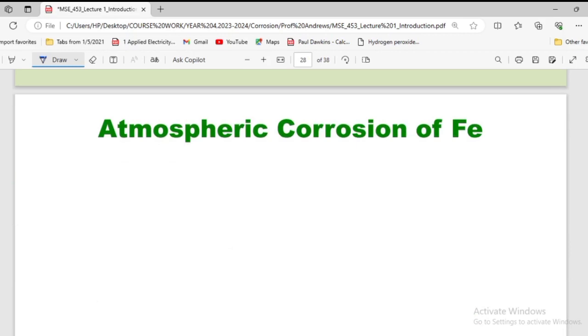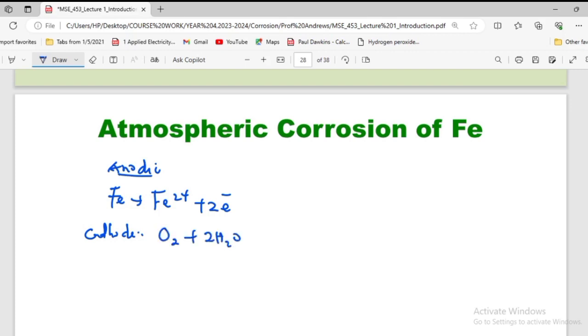Now let's look at the atmospheric corrosion of iron. When iron undergoes corrosion in the atmosphere, let's write the anodic reaction. The anodic reaction, we know that iron is Fe, giving you Fe²⁺ + 2 electrons. Now the cathodic reaction. When we talk about atmospheric corrosion, that means there is the presence of oxygen. So we are going to do this in the alkaline medium. In the alkaline medium, we are going to get O2 gas + 2H2O + 4 electrons, giving you 4OH⁻.